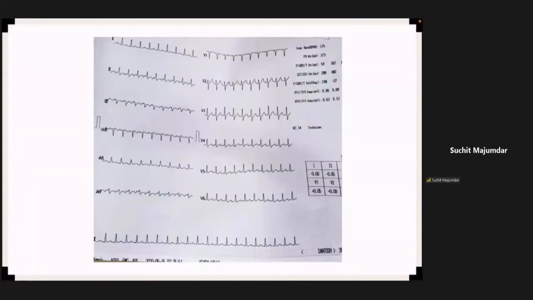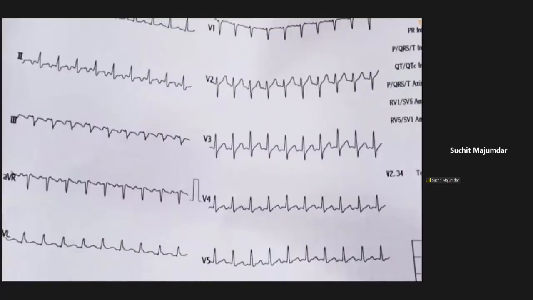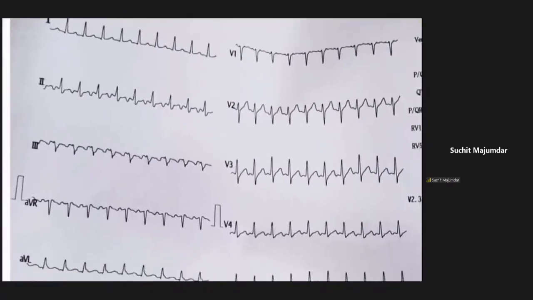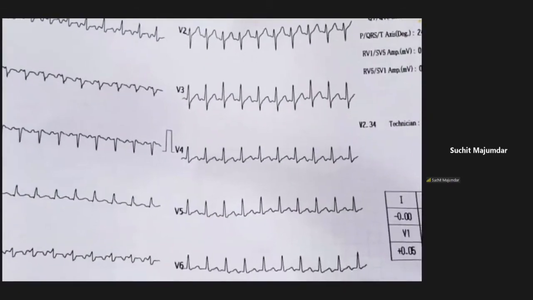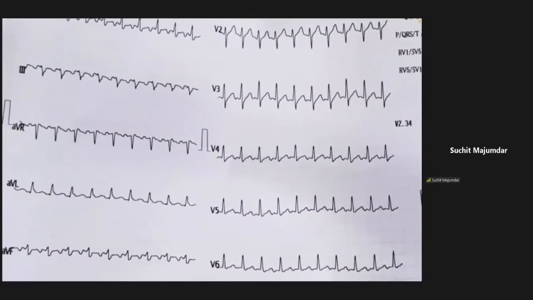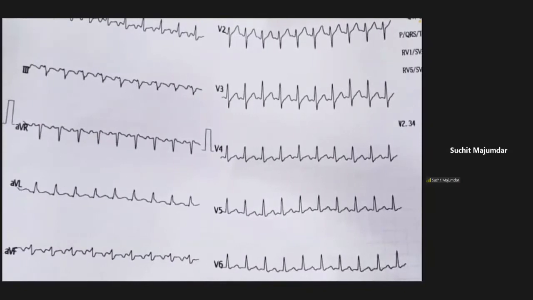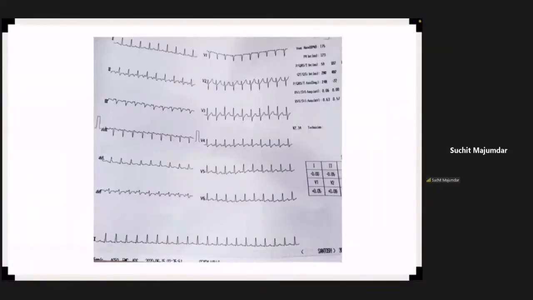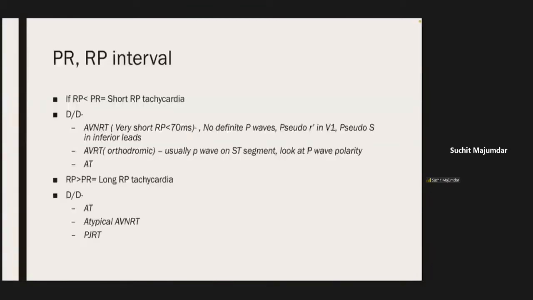Now this is an example of a narrow QRS tachycardia, and you can see the P wave. If you can see the P waves, you have to look at the P waves. So here the suspicion is that the P waves may be falling on the ST segment, and you can find out the polarity of the P waves and accordingly make a decision. So this is one example.